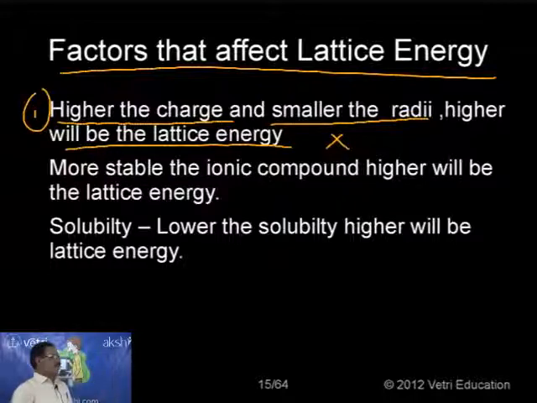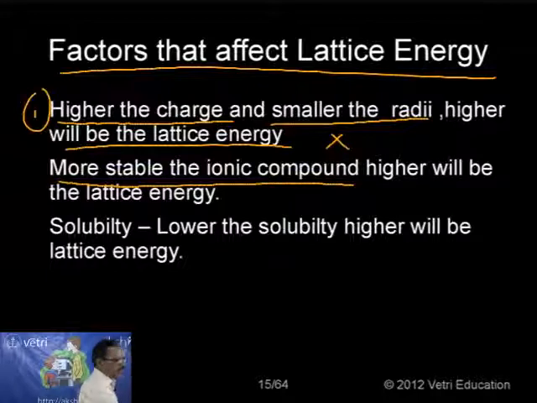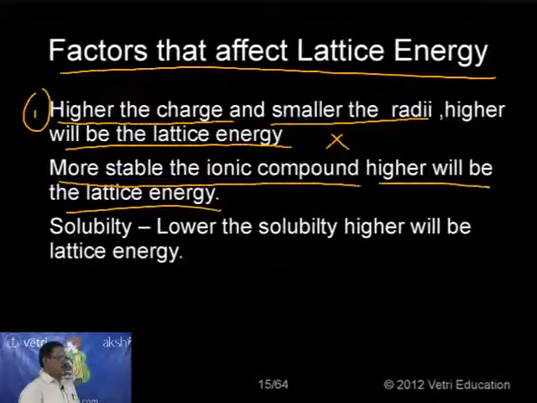So lattice energy will be higher whenever ions have higher charges, plus 2, plus 3, plus 4, like that. Higher the charges and smaller the radii. The radius should be very, very small. Then the lattice energy will be higher. This is one point. Then second, the more stable the ionic compound, the higher will be the lattice energy. There is another interesting piece of information. If the ionic compound is more stable, then correspondingly the lattice energy will be higher.